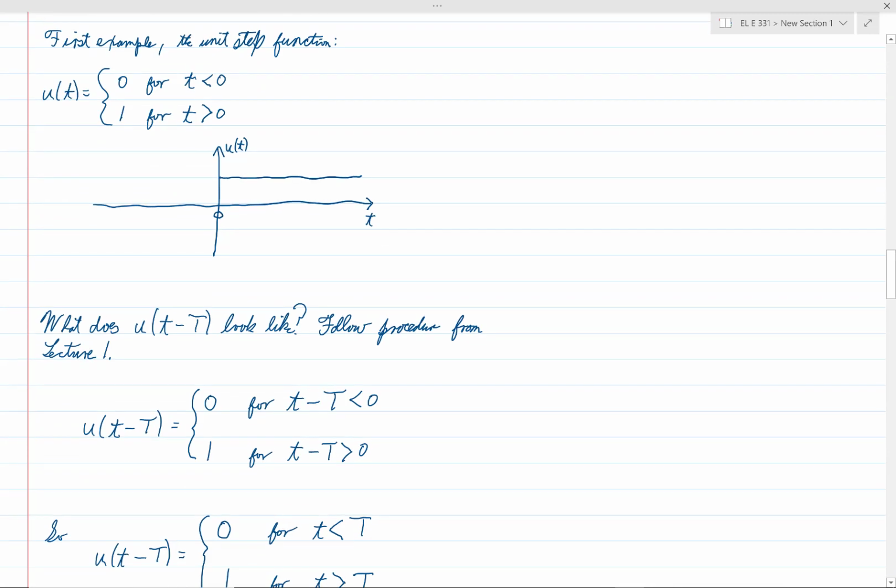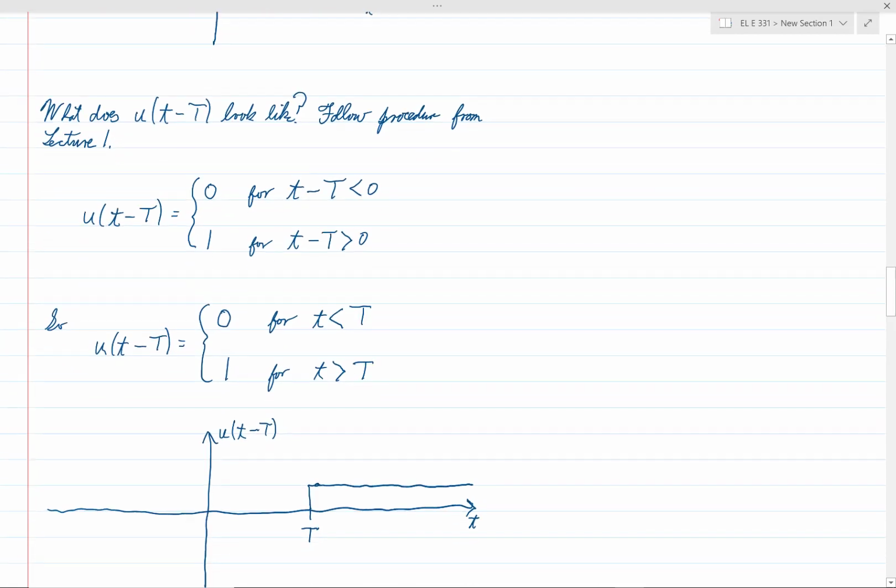Now, you might wonder, well, what does u of little t minus capital T look like? Well, we're going to do this in exactly the way that we learned last time. We just substitute little t minus capital T in this definition everywhere we see t. So we have u of little t minus capital T on the left, and on the right we have 0 and 1, but now instead of saying for t less than 0, we say t minus capital T less than 0 and t minus capital T greater than 0.